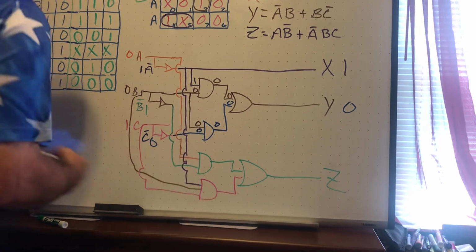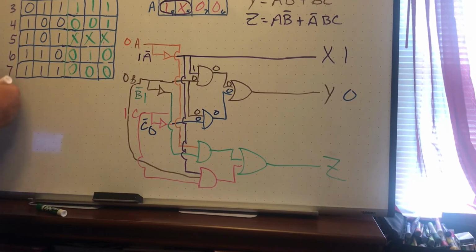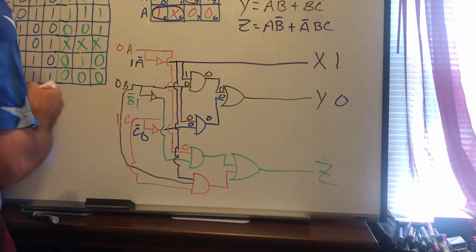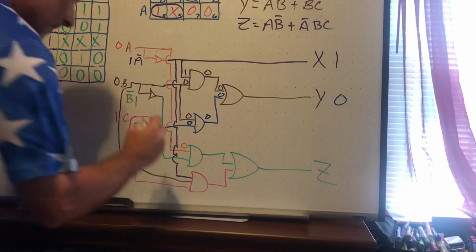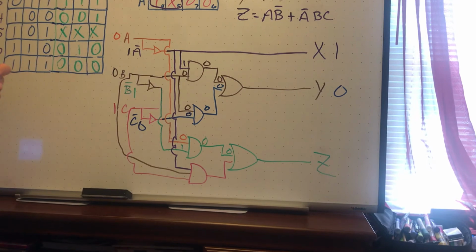Now I got to do Z. Well, I have A coming in, which is a 0. And I got B naught coming in, which is a 1. A 1 and a 0 gives me a 0. So I got a 0 going in there so far.